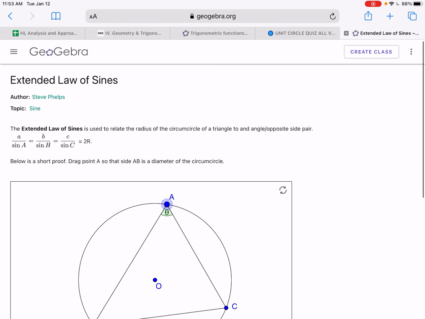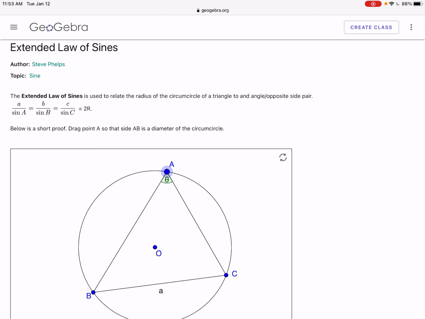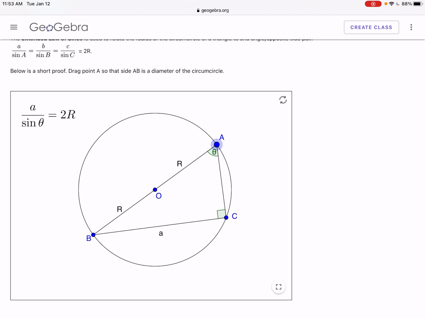This website on GeoGebra came up, and they show us a over sine of a equals b over sine of b equals c over sine of c. Well, we know that part to be the law of sine. And then they suggest, see what happens when you drag this so that it's a diameter of the circle.